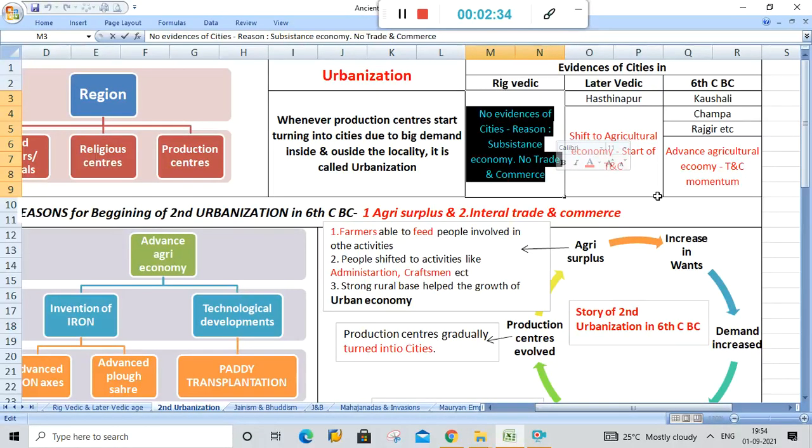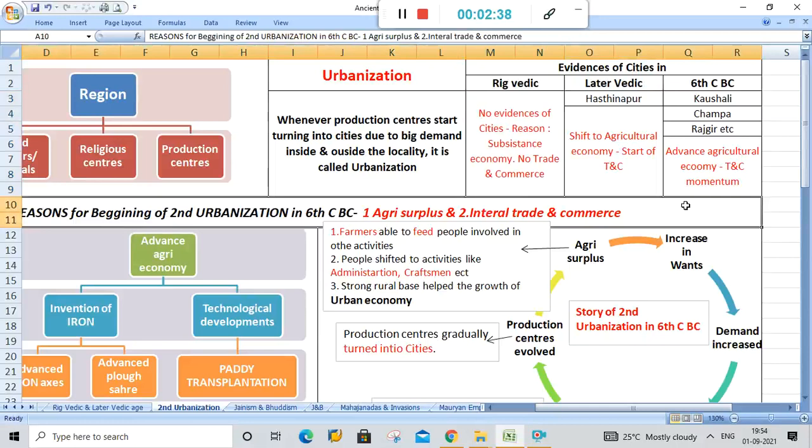No trade and commerce was prevalent then. Because of no trade and commerce, there were no manufacturing units, etc. So that's why there were no cities in the Rigvedic period. In the later Vedic period, there were cities, for example, Hastinapura. There were very, very minimal cities.